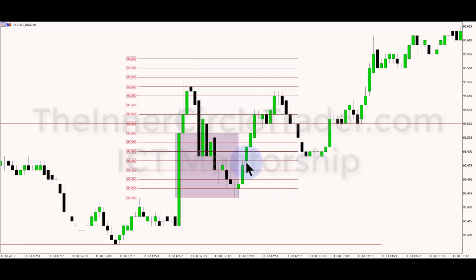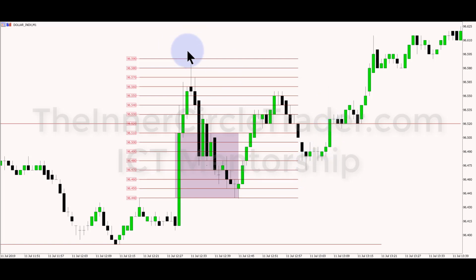We have a volume imbalance in here, and then we have the last two down closed candles creating an order block. Price trades down exactly to 96.47. So again, we have another opportunity where a fair value gap exists from this candle's high and this candle's low. So there's a fair value gap right in here. And it also allows it to trade back to 96.47. It does so here, and then price again starts to rally higher.